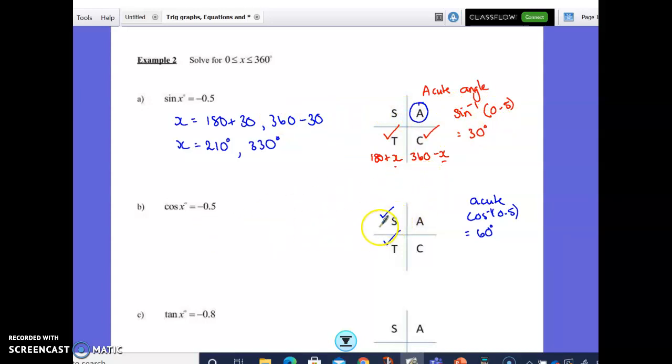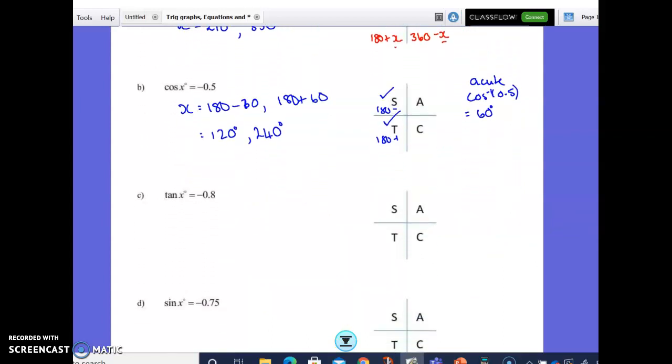So this one then, I want an answer in here. In here I do 180 minus, an answer in D, I do 180 plus. So my two answers, 180 minus 60 and 180 plus 60. 120 degrees, 240 degrees.